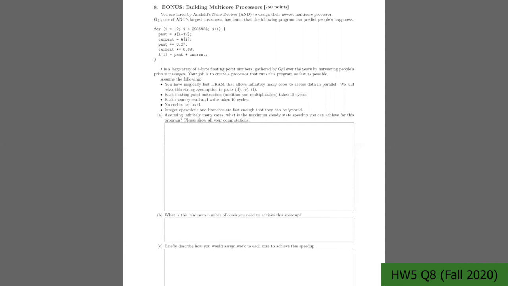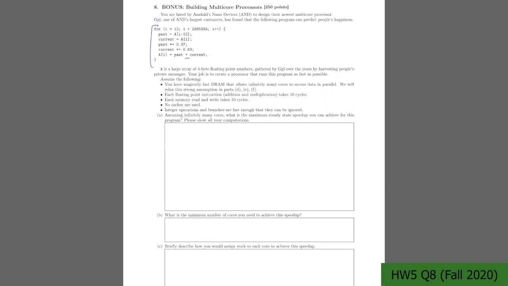Okay, let's take a look at the program. So it's a for loop here. Some values read, written to past, same for current, some multiplication happening, and addition, and again, the result is written to A[i]. So A is a large array of 4-byte floating point numbers gathered by GGL over the past years by harvesting people's private messages. Your job is to create a processor that runs this program as fast as possible.